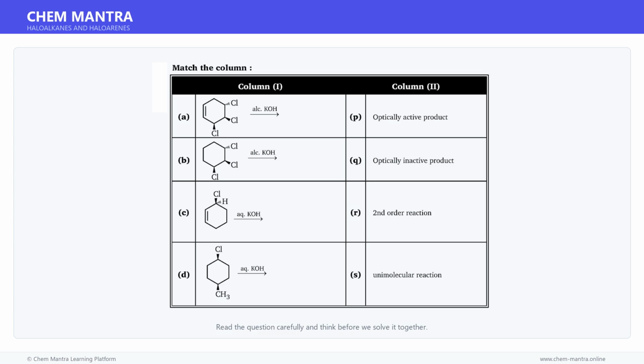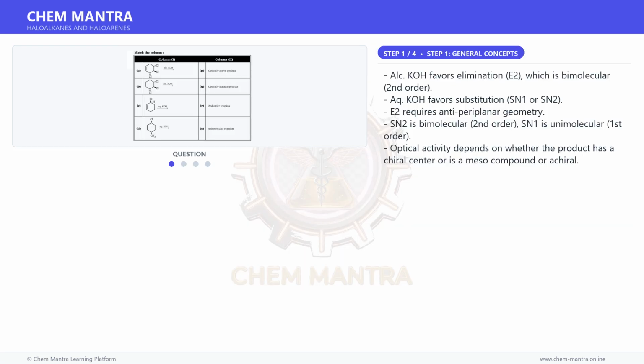Here is a matching type question. Study the items in both columns carefully. Try to work out the matching before we solve it together. Let us first understand the key concept here.